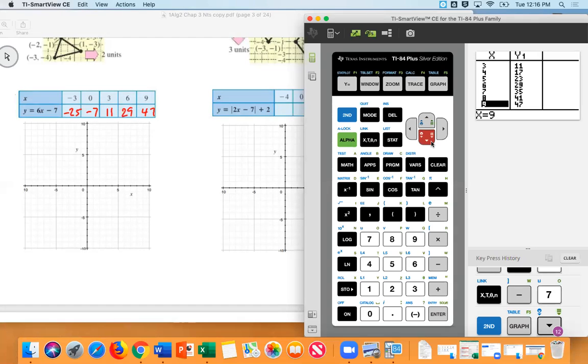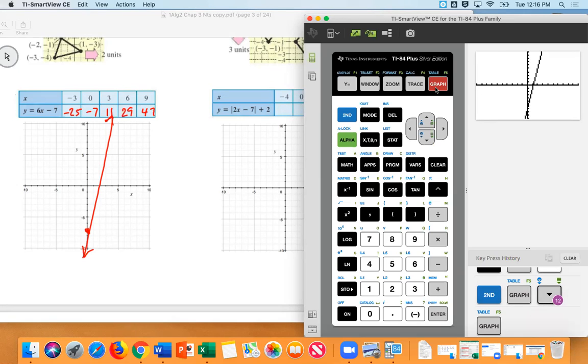Now I have to graph it, so I'm going to plot these points. I don't have a ton of points I can plot because -25 is not going to be on my graph. 47 is not going to be on my graph. So I'm going to plot 0, -7, and 3, 11. Okay, I'm going to do my best. I'm going to connect those 2 dots, and my line would look something like this. And if you really want to know what it looks like, you can always hit graph. And my graph and that graph look very similar.